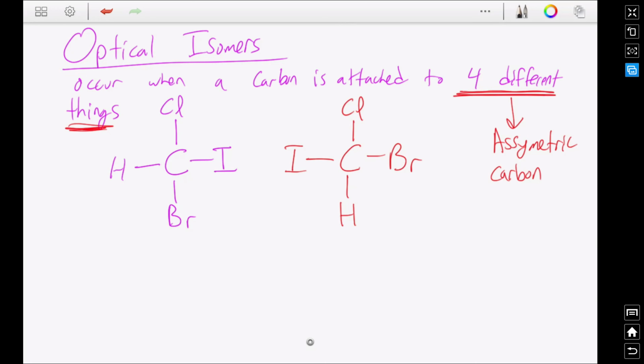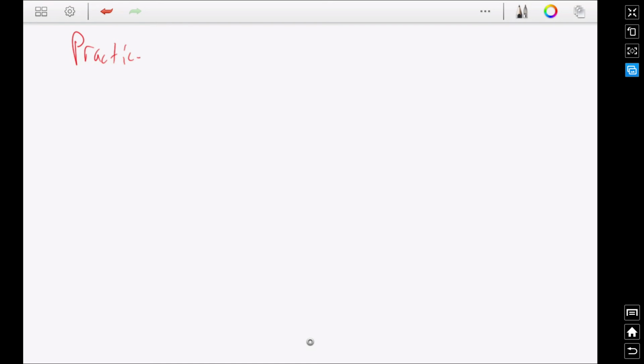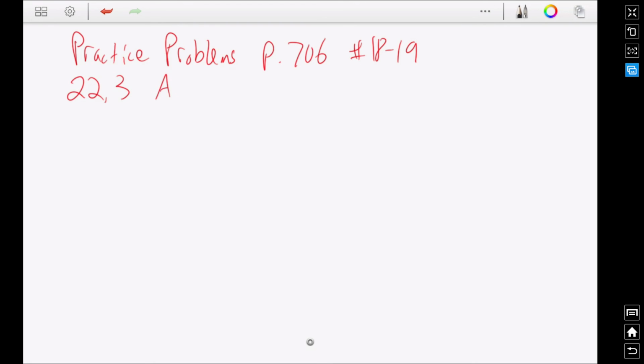That's for isomers. Your assignment for today will be the following. Complete the practice problems on page 706. Only 2 sets of them, 18 to 19. And then the 22.3 assessment on page 707, numbers 20 to 25. Alright, good luck, and if you have any questions, you know how to find me.